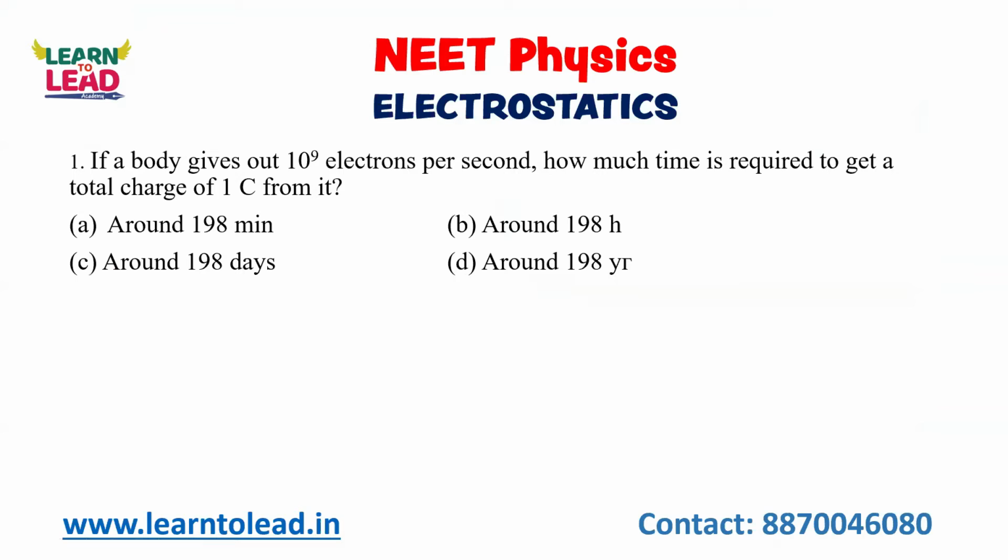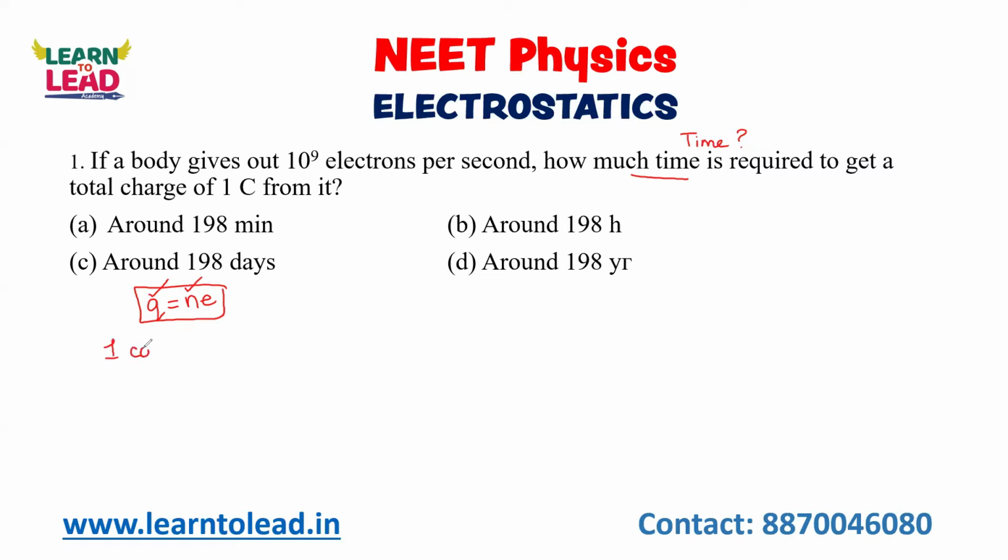If a body gives out 10 power 9 electrons per second, how much time is required to get a total charge of 1 coulomb? So here the question is, how much time is required? They are asking what is the time required to get a total charge of 1 coulomb. We know a basic formula, Q is equal to N into E, where Q refers to total charge, N refers to number of electrons, and E refers to charge of electron.